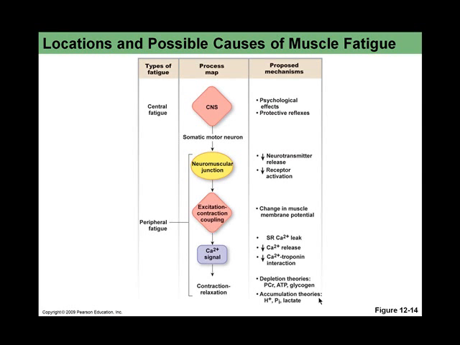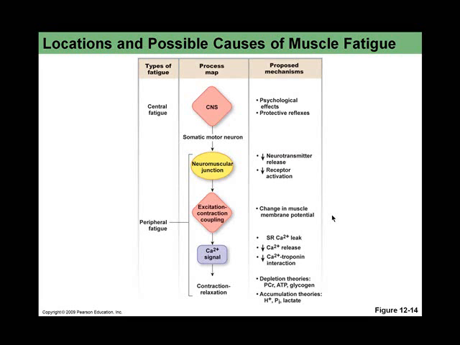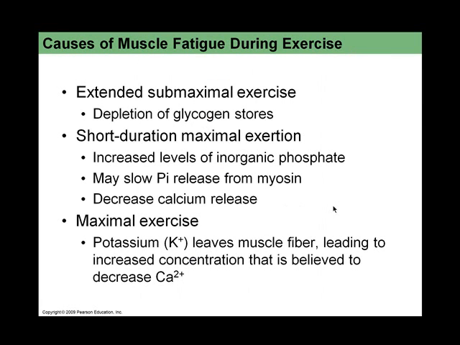And the accumulation theories are related to the change in pH, with the hydrogen ion concentration increasing, making it a lower pH and acidic, right? The inorganic phosphate accumulation and certainly lactate accumulation. So these are discussed in greater detail in the textbook, and I'll refer you there for that. We want to just make the point that there's a central and a peripheral, and there are molecular events that are impacted as we had discussed.